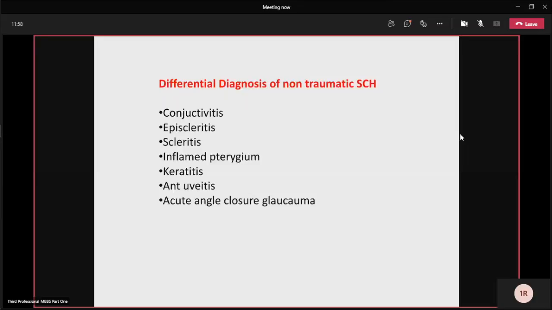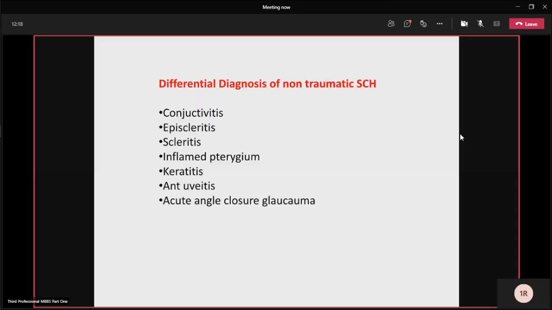So in subconjunctival hemorrhage, it is actually localized, will have a definite border, well defined. But in conjunctivitis, the redness is there. Whole bulbar conjunctiva is red. You will not find a particular localized area. In episcleritis, it is localized definitely.